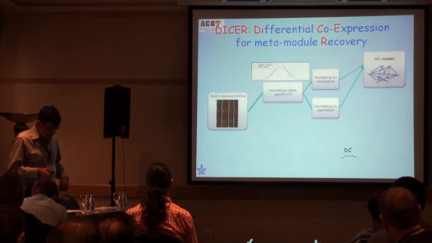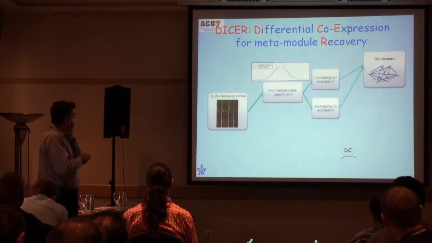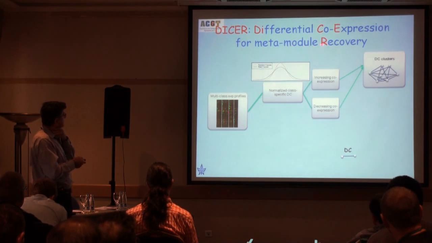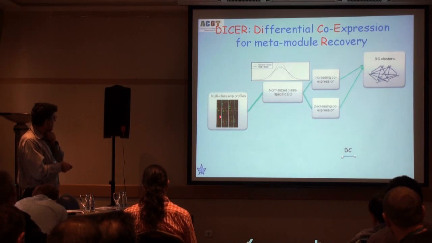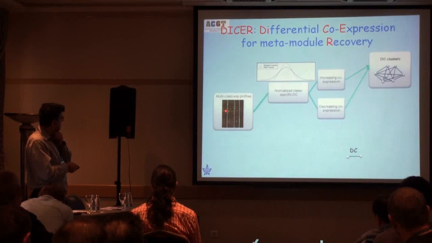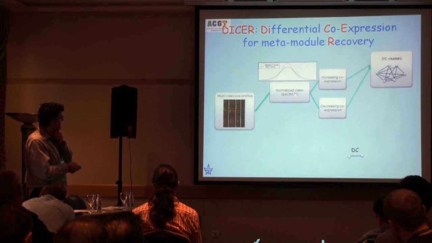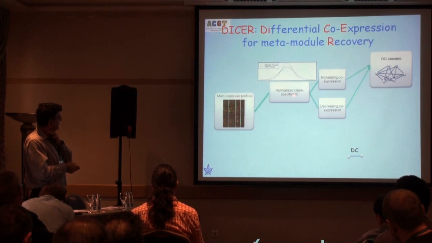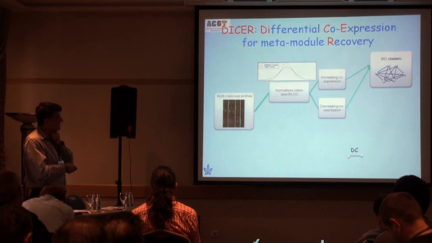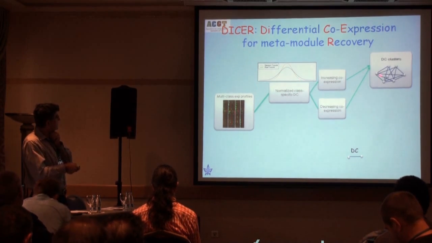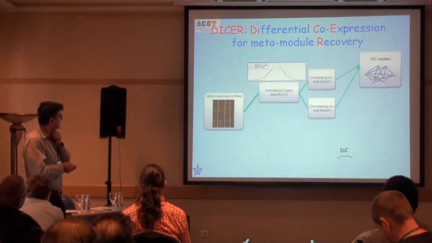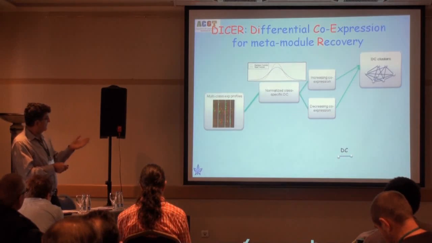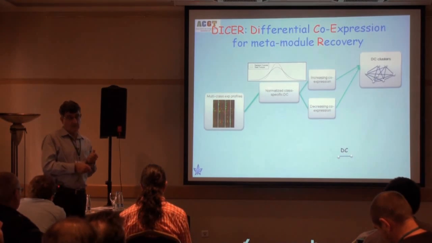So we developed an algorithm that we call DICER, for differential co-expression for metamodule recovery. And it works as follows. Here is our data set. It can be 2-class or multi-class. So one line of study is to compute the t-scores of the real and the random distributions, and to compute sets of genes, we call them DC clusters, of either increasing or decreasing co-expression.